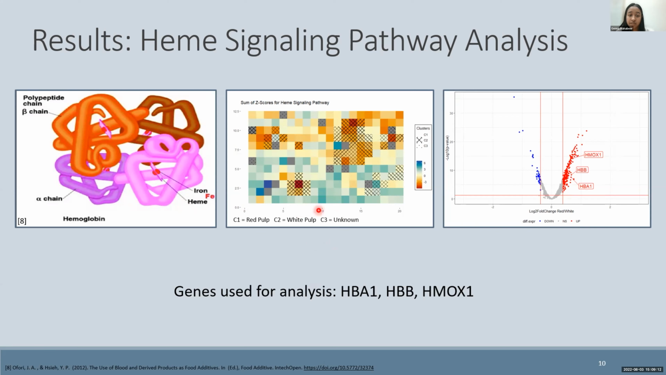And so looking here at the middle plot, you can see that there is higher regulation of the heme signaling pathway in the red pulp versus the white pulp, which has the orange and red voxels, and the genes used for this were HPA1, HBB, and HMOX1. You can see here over to the right that there was an overall upregulation of all these genes in the overall data set.